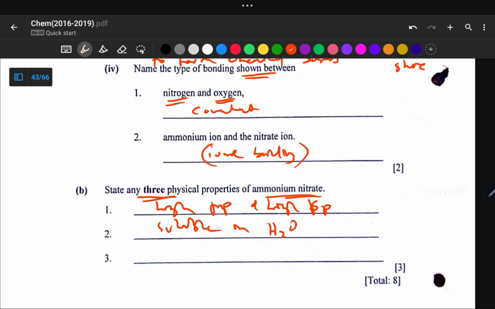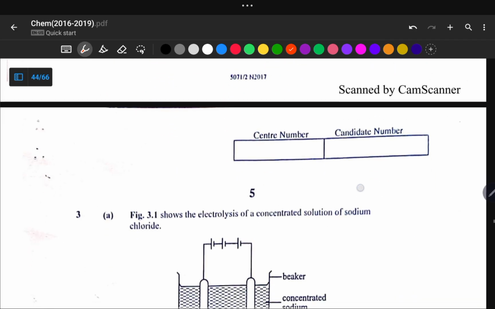Soluble in water, and it is hygroscopic, meaning to say it absorbs moisture from the air, right? And what else? It forms white crystalline solids. It is brittle. It forms white crystalline solids, right? And then we now move on to the next part.